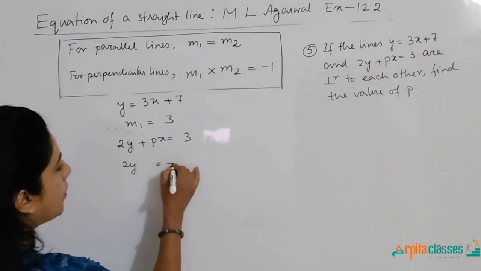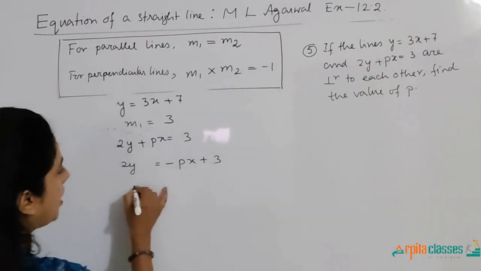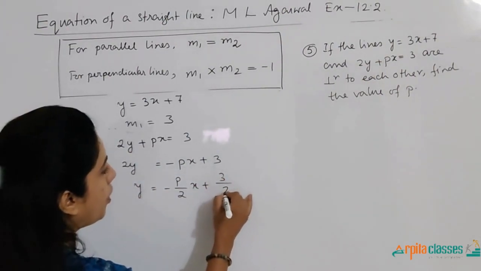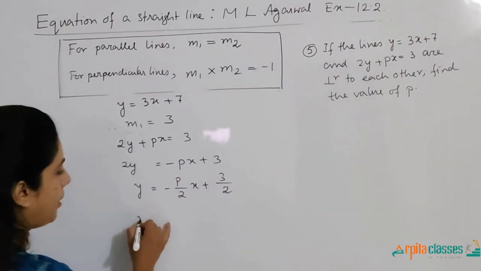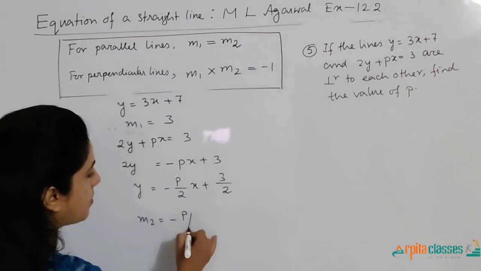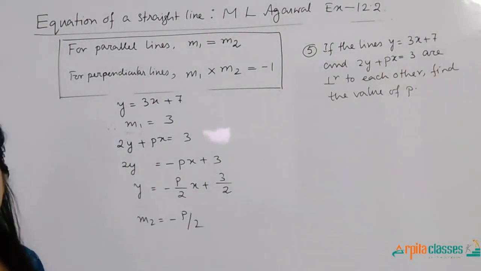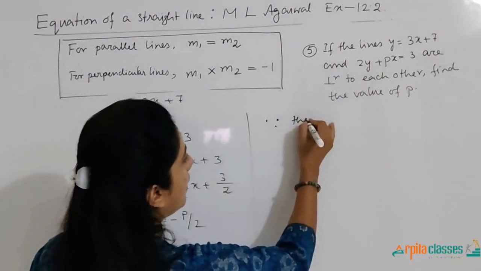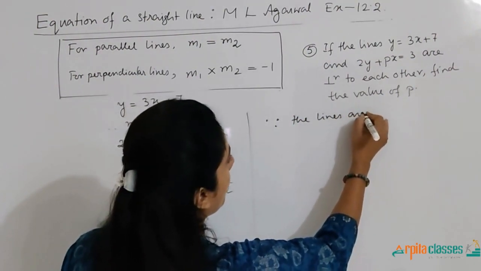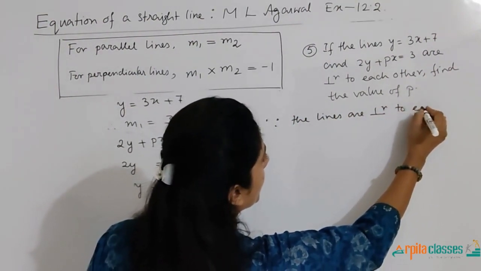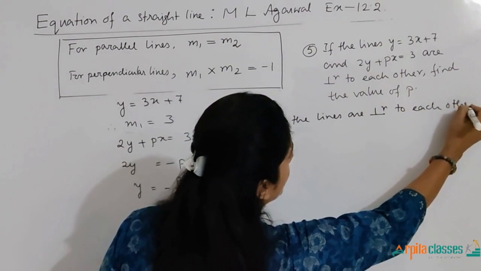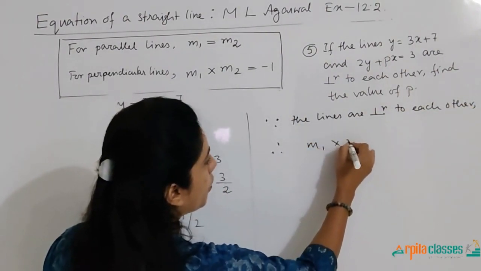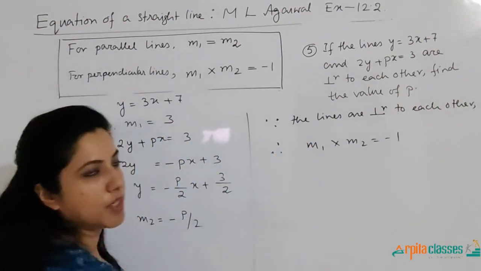Therefore 2y is equal to minus px plus 3, or y is equal to minus p upon 2 x plus 3 upon 2. So we get from here m2 is equal to minus p upon 2. Now since the lines are perpendicular to each other, first we'll write down the criteria. Therefore m1 into m2 equal to minus 1.